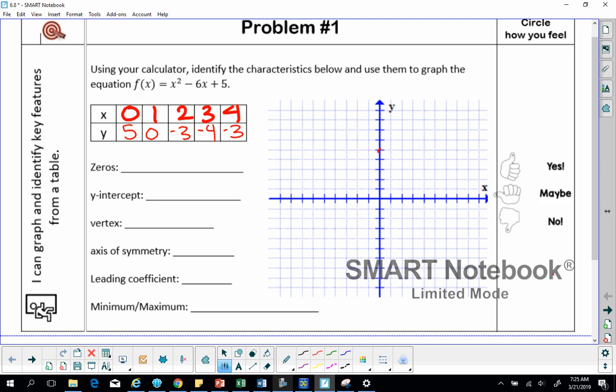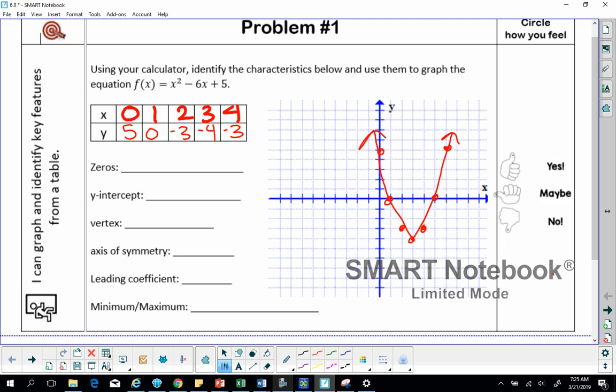So (0, 5), plot 1, 2, 3, 4, 5, (1, 0), (2, -3), (3, -4), and then we just continue the pattern. So it should look something like that.